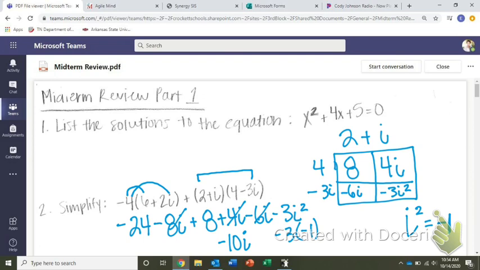10i. Okay? Now, these two negatives on this 3 are going to make me have a positive 3. So now I have negative 24 plus 8 plus 3, which is a negative 13. Remember, when you're doing i's, it has to be written in the form a plus bi. Your i always has to come last.